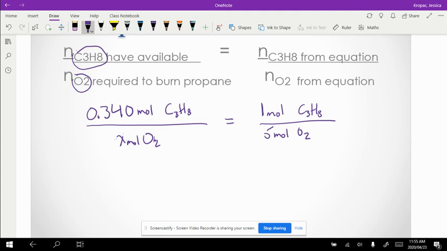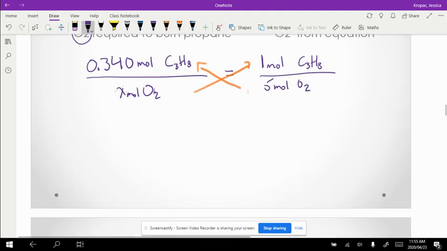My next step is I'm going to cross multiply. Cross multiplying means multiplying whatever is across from that variable. So I'm going to start with my X. I have X moles of O2.